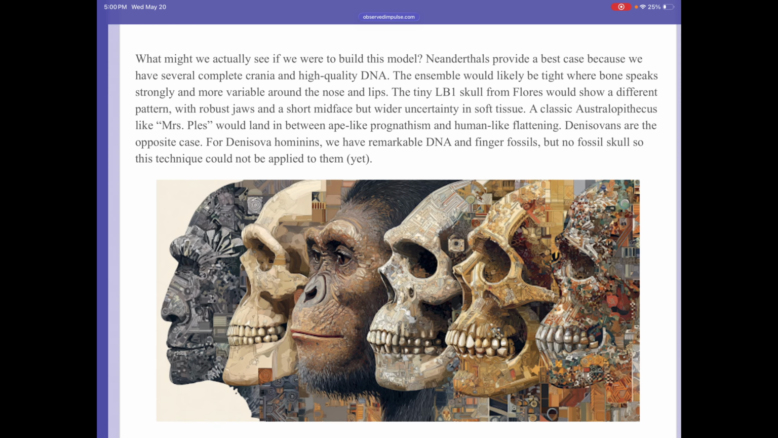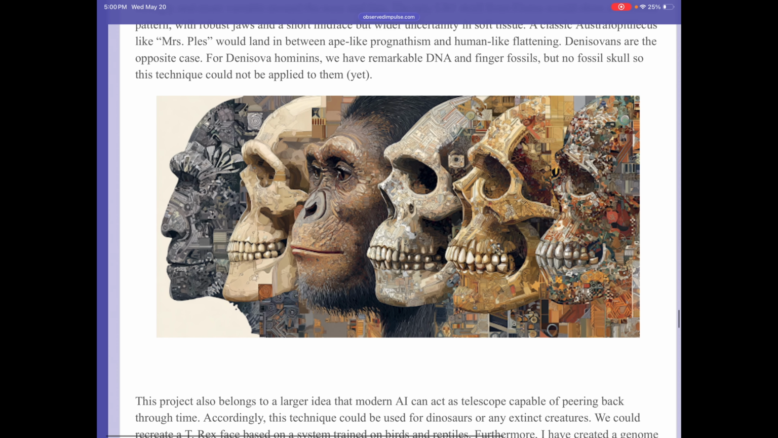Denisovans are the opposite case. For Denisova hominins, we have remarkable DNA and finger fossils, but no fossil skulls, so this technique could not be applied to them, at least not yet.